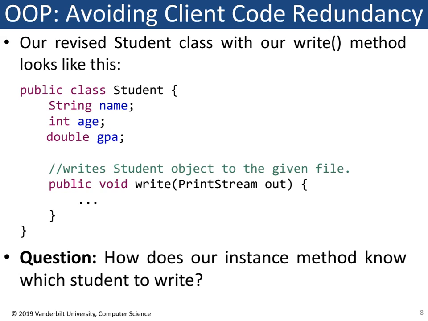But here's a question. How does our instance method know which student to write? You understand what I'm asking? This method is part of the Student class, and we've instantiated an object of type Student, so we have a student instance, and we're calling student.write and passing it some print stream as a parameter. But how does it actually know what the name is and the GPA to be written?